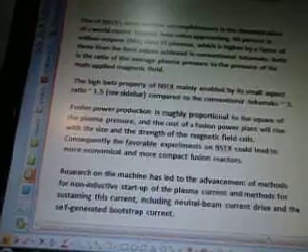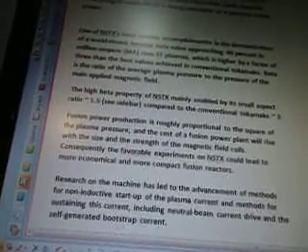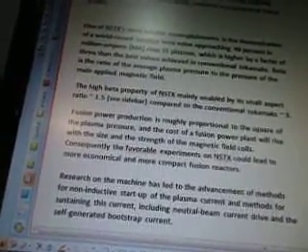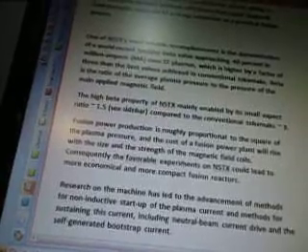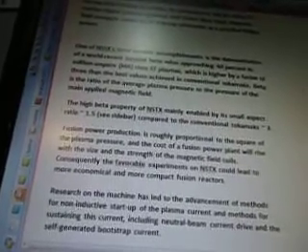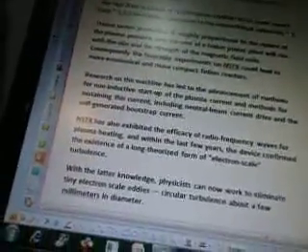fusion with it. One of the NSTX's most notable accomplishments is the demonstration of a world record toroidal beta value approaching 40% in million ampere, MA, class ST plasmas, which is higher by a factor of 3 than the best values achieved in conventional tokamaks. Beta is the ratio of the average plasma pressure to the pressure of the main applied magnetic field. The high beta property of NSTX is mainly enabled by its small aspect ratio of 1.5 compared to the conventional tokamaks' 3 point whatever. Fusion power production is roughly proportional to the square of the plasma pressure, and the cost of a fusion power plant will rise with the size and strength of the magnetic field coils.